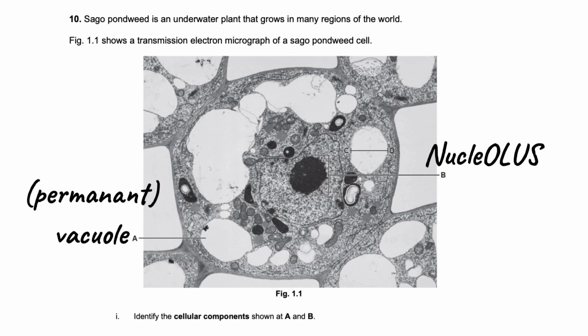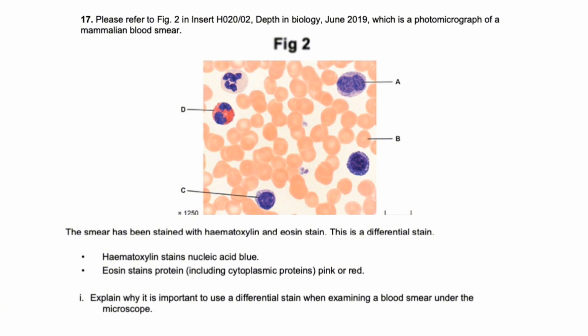This question says, please refer to Figure 2, which is a photomicrograph of a mammalian blood smear. The smear has been stained with hematoxylin and eosin stain. This is a differential stain. Hematoxylin stains nucleic acid blue. Eosin stains protein, including cytoplasmic proteins, pink or red.